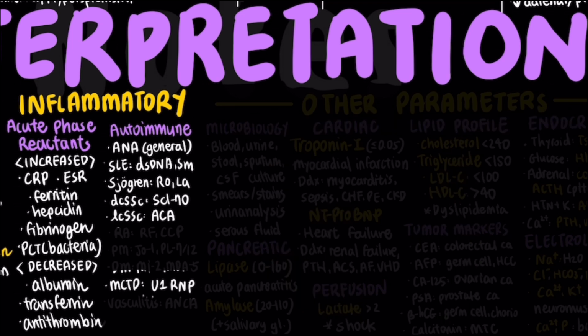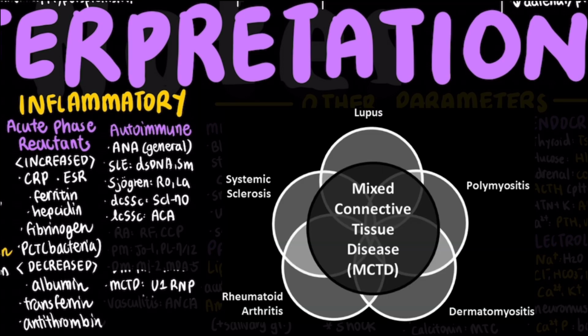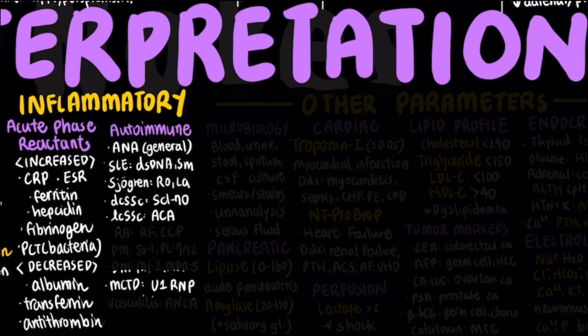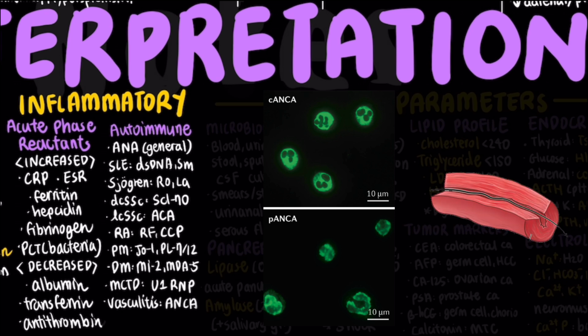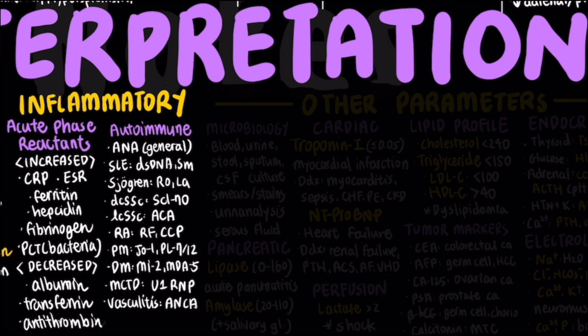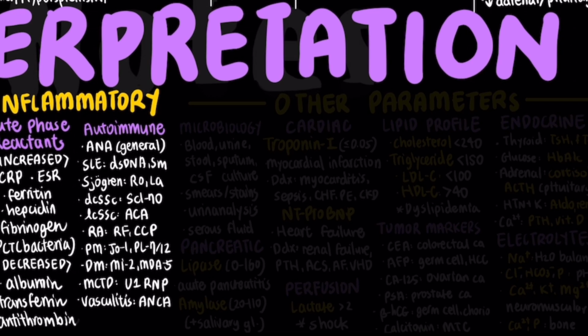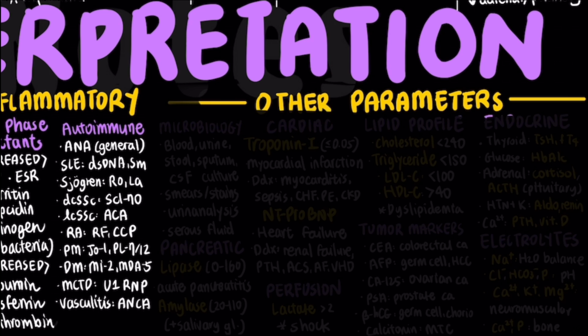Anti-U1-RNP, which is positive in mixed connective tissue disease, or MCTD. An anti-neutrophil cytoplasmic antibody, abbreviated as ANCA, associated with small vessel vasculitis. These markers don't make the diagnosis on their own, but when combined with symptoms and clinical context, they're essential for identifying autoimmune diseases.